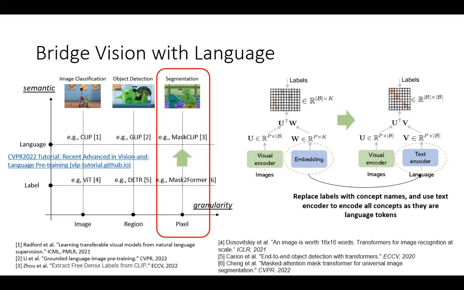So in the following, I will explain specifically how the research works bridge vision and language for pixel-level tasks. Because in the last year, we already talked a lot about how we can bridge vision and language for image-level tasks or region-level tasks. But here I will refresh you with some new works talking about pixel-level tasks.